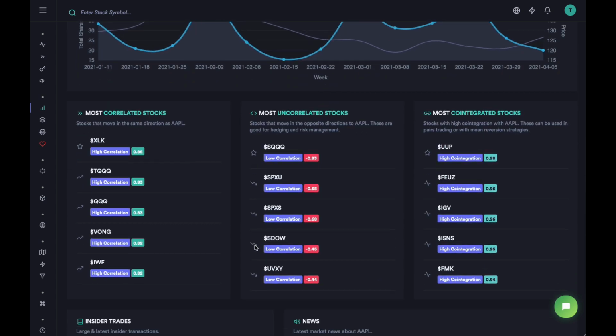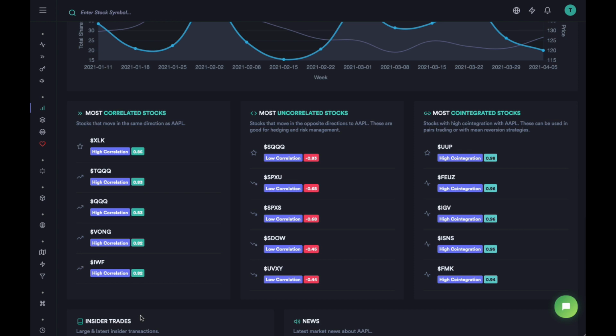Then we have the most correlated, uncorrelated, and co-integrated stocks. The way we mostly use correlated stocks is to find sympathy plays. So I'll give you an example. Let's say a stock moves about 50% in a day, and the stock is a leader in the industry. What happens is some of the stocks in that industry that are not the leaders move along with that stock in the next few days.